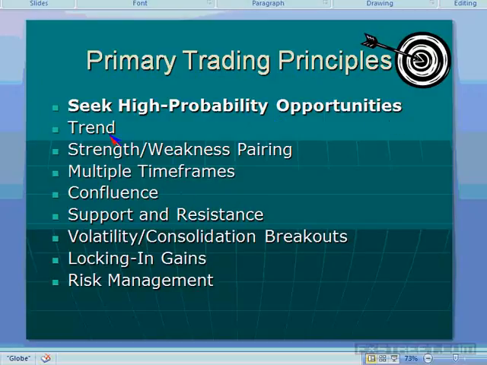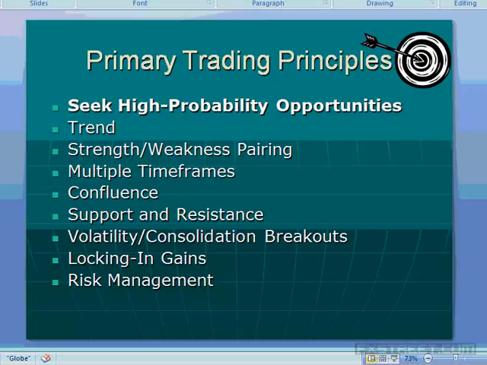Every single thing I'm doing, whether it's trend, strength, weakness pairing, multiple time frames, confluence, support and resistance, volatility, consolidation breakouts, and risk management, is all about seeking high probability opportunities to enter the market and opportunities to exit the market. All of this comes down to this very first principle. Hopefully that makes sense. I'm going to go through each of these very quickly, just to show you exactly what my approach is. But just remember that what I do, and what you should be doing, is seeking high probability opportunities.